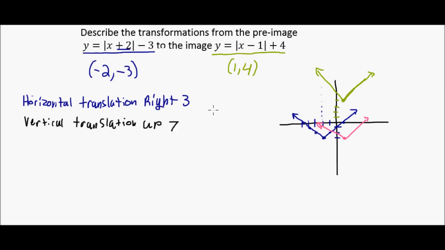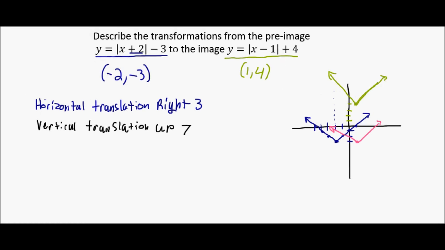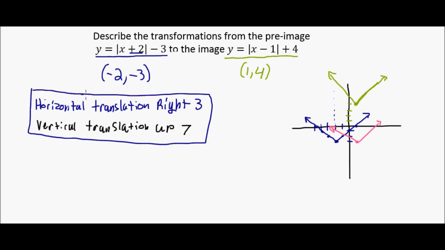Okay. So, take this blue graph, and let's repeat this. We move it to the right 1, 2, 3, and then up 7. 1, 2, 3, 4, 5, 6, 7. It'll be in the same position as this green graph, which is what we wanted. Now, so of course my answer to this question, describing the transformations, here's the description of the transformations from the pre-image to the image.